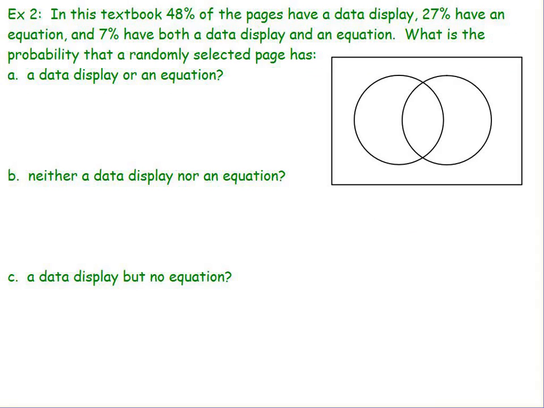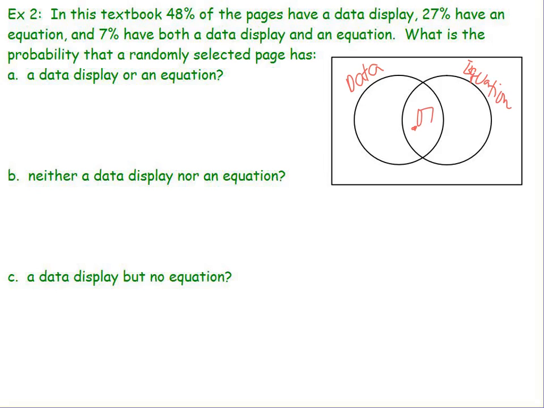Next example. In this textbook, 48% of the pages have a data display, some sort of graph, 27% have an equation, and 7% have both. What is the probability that a randomly selected page has, and we're going to answer three questions. Well, what are the two things we're discussing again? That was a data display or an equation. And where do we start? We start in the center. What percent had both?